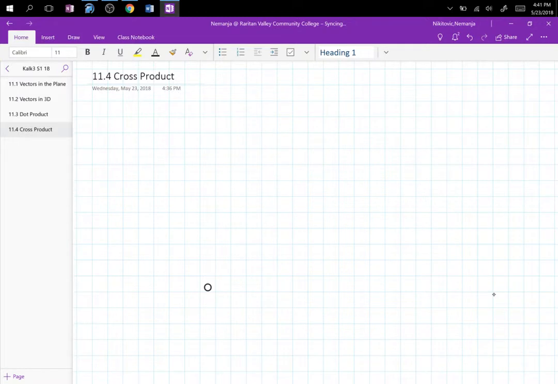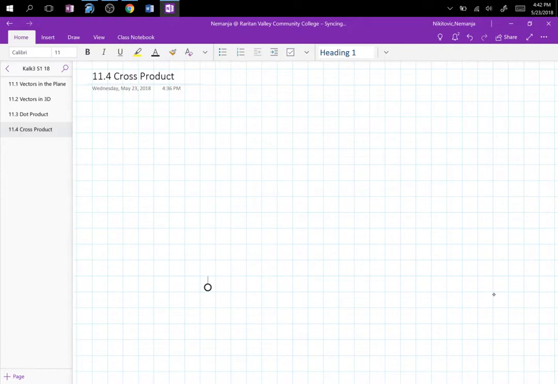Hello and welcome back to Calculus 3, section 11.4, cross product. So we are continuing our streak of product and multiplication. We started with scalar multiplication, which makes vectors longer or shorter. Then we did the dot product last time, where we take two vectors, multiply them, and get a scalar.